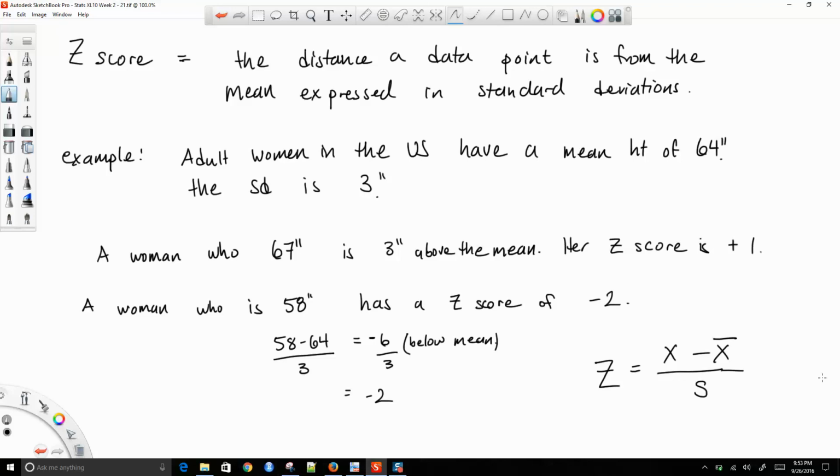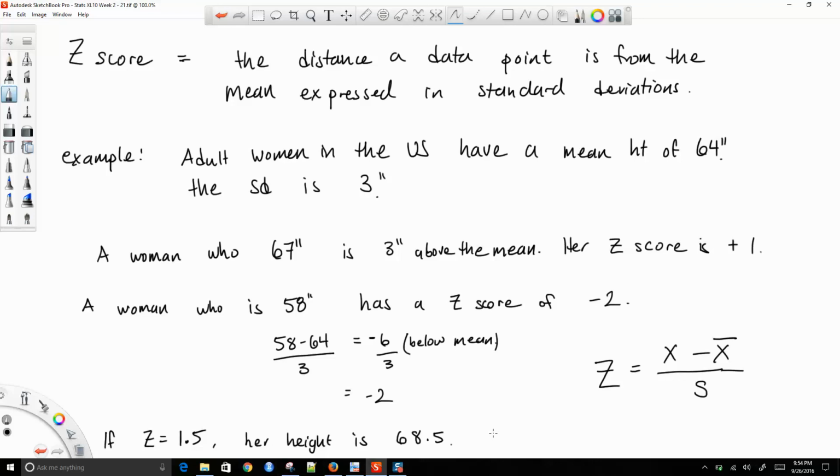So if a woman has a z-score of +1.5, how tall is she? If her z-score is +1.5, she would be 68.5, right? So if z equals 1.5, her height would be 68.5, right? Because she'd be 1.5 times the standard deviation above the mean. So she'd be 4.5 inches above the mean.